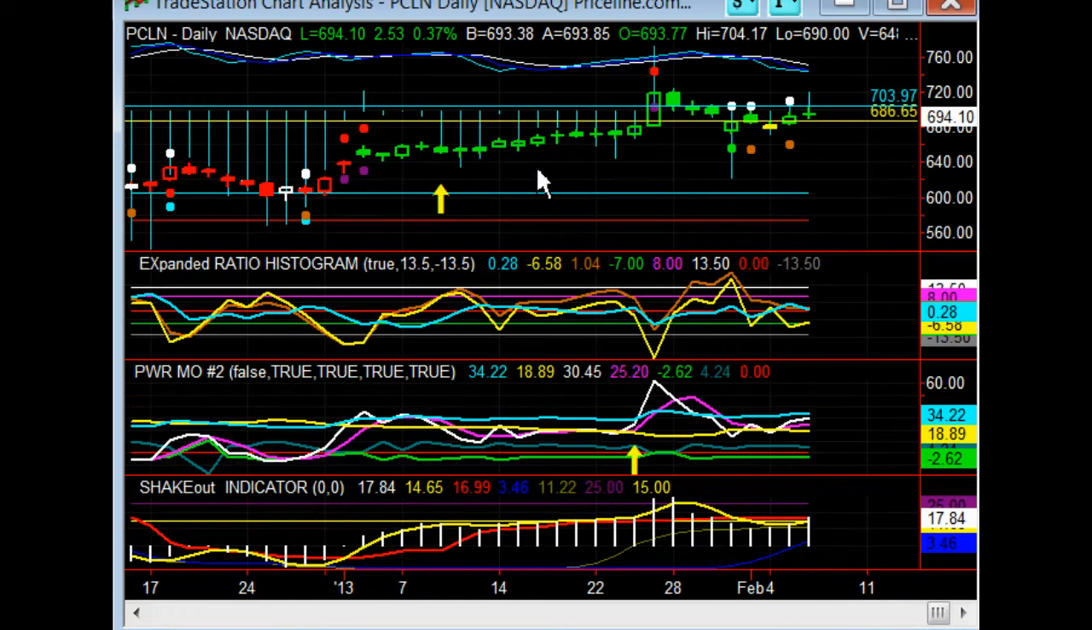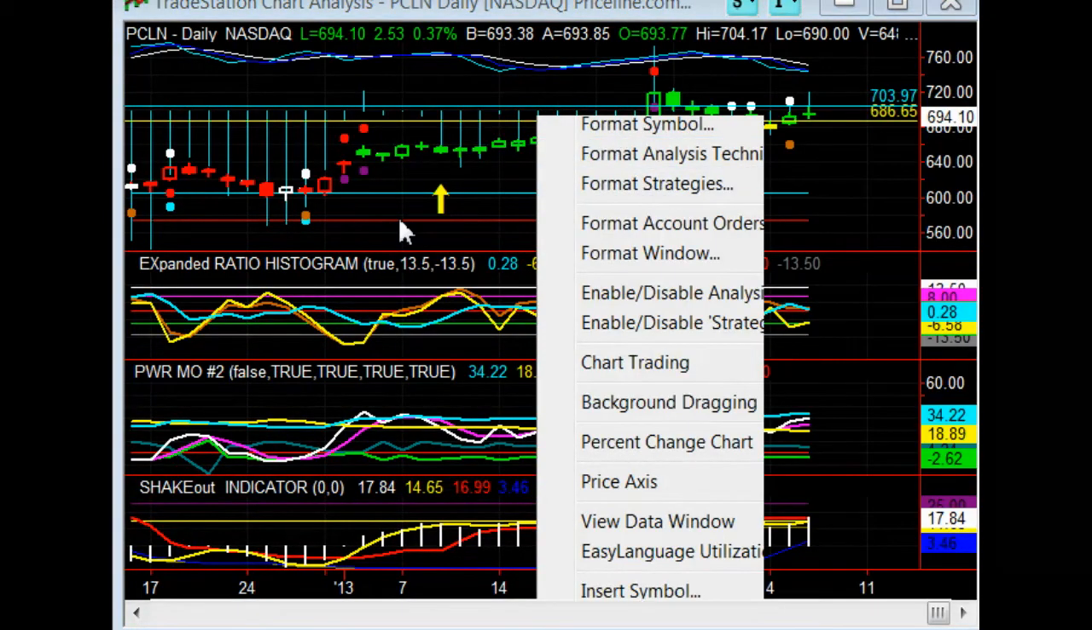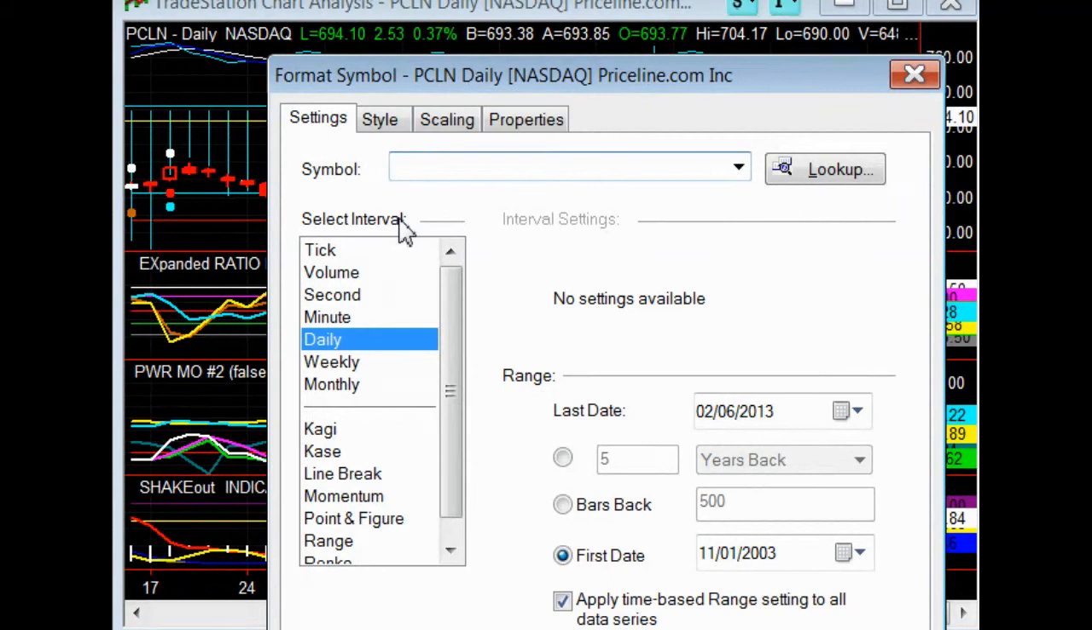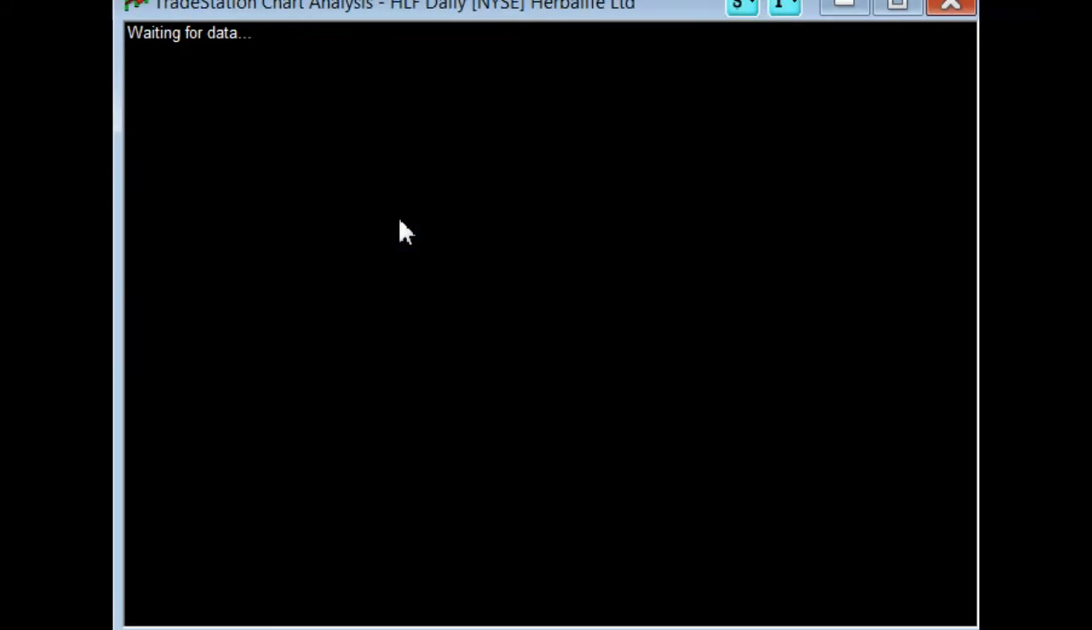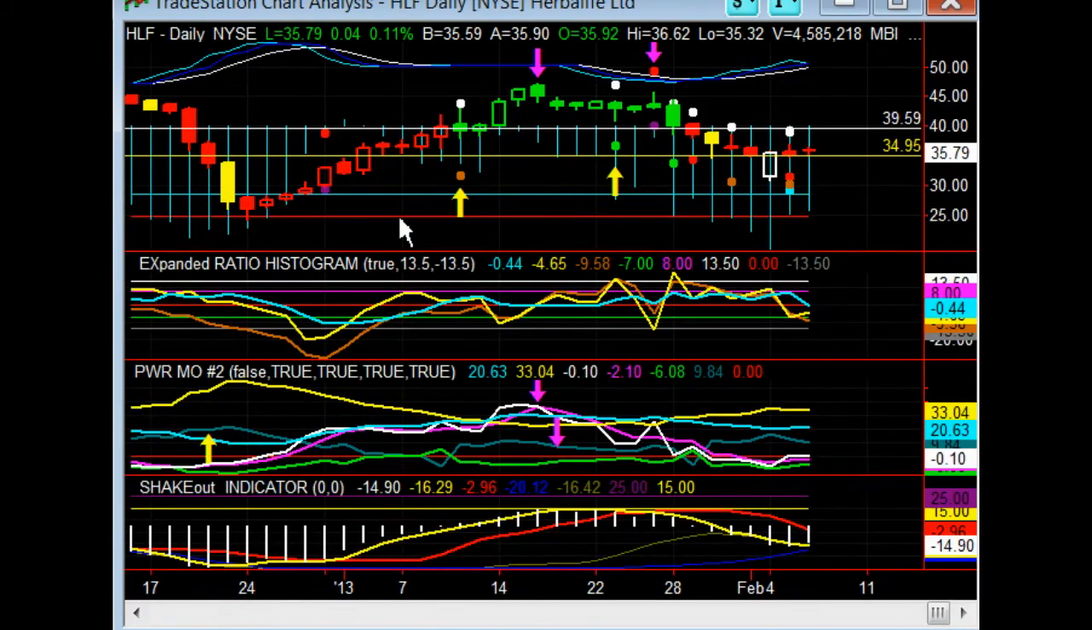Alright, HLF. Let's type that symbol in. I don't have that on my regular list. You're welcome. That could be a good play. You can go back and tell everybody that you're a genius, you're picking PCLN to go higher, and they're going to be like, what? How did you know that?